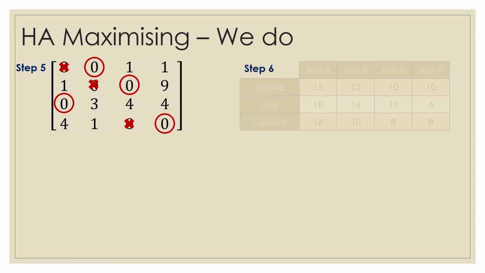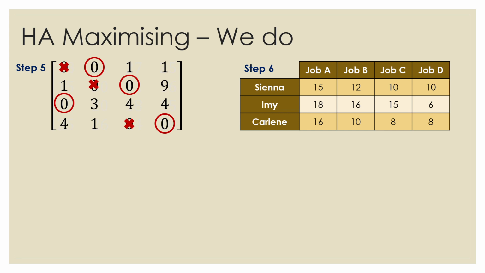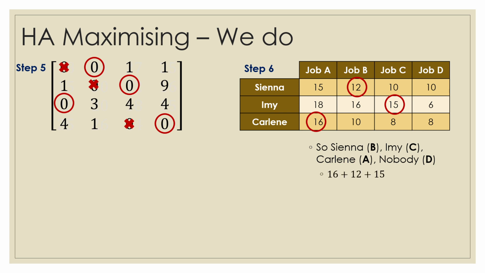Okay, correspond those each to where the locations are. 16, 12, 15, and the dummy row is not there. So therefore, job D won't get completed by anyone. 43 units, and there is our solution.